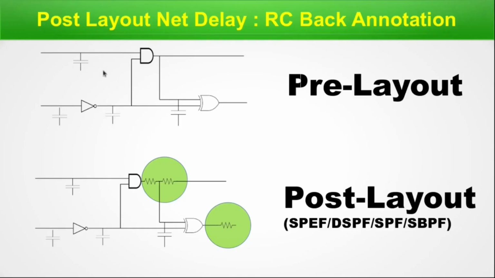So here I think the picture speaks for itself, and this picture also. In STA only, the SPF or SBPF is used, as these contain the information about nets only, as cell delays are picked up from the .lib. So just for your information, I have dumped all the formats of the parasitic files, but in case of STA, SPF or SBPF, SBPF is the binary format.